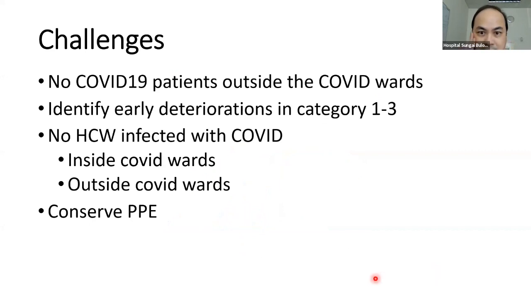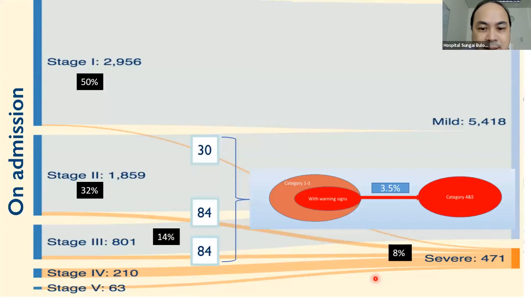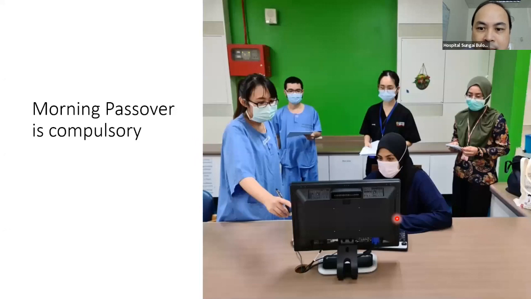So the next challenge is identifying people in categories 1 to 3, those with mild disease. Who is it that actually deteriorates? We have learned this from dengue. So we find out who is at risk of deteriorating, when they deteriorate, and what warning signs they show that they are deteriorating.